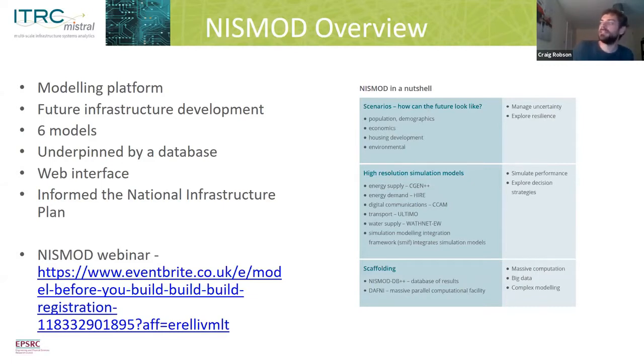We can parameterize each sector model, of which there's 6. So energy supply, energy demand, digital communications, that's focused on 5G, transport, water supply as well. So we can start analysing those and predicting how they will change in the future, given a whole host of scenarios and future plans. All this is underpinned by a database for which we have various web interfaces as well to help interaction with.